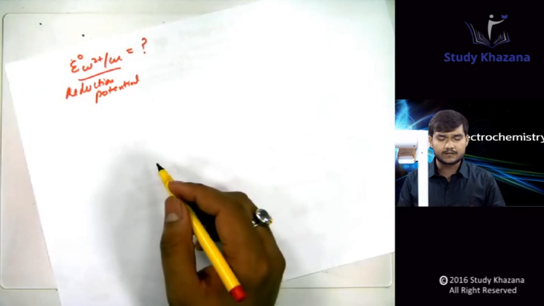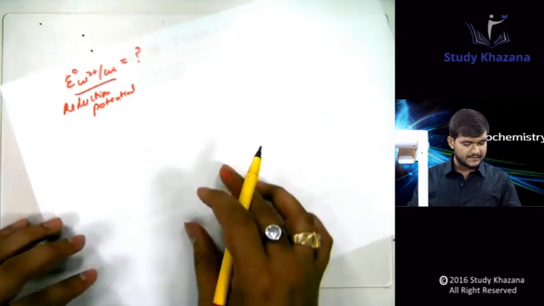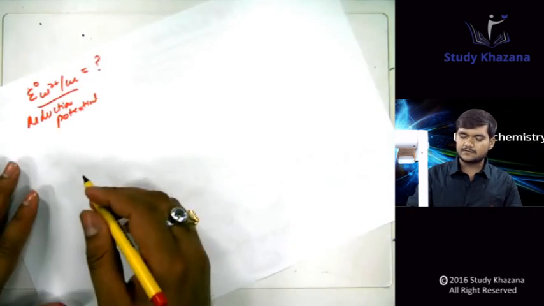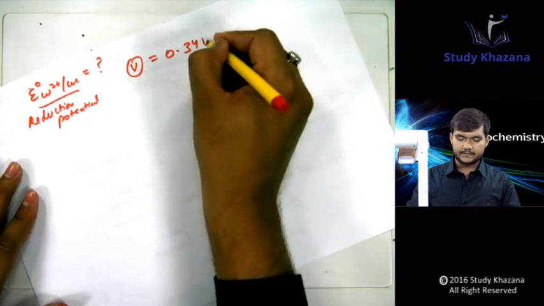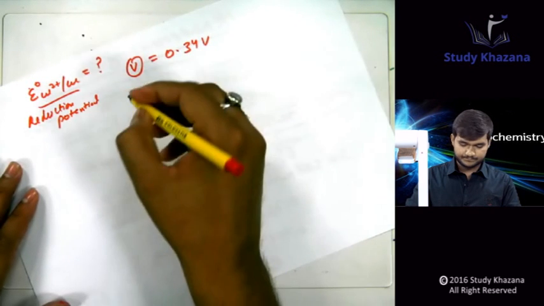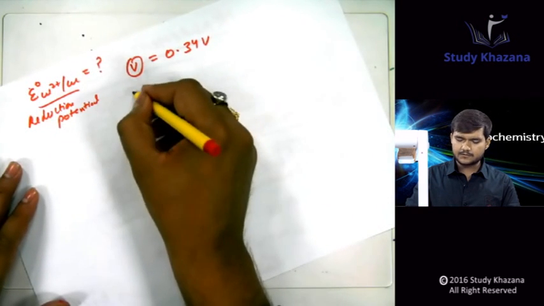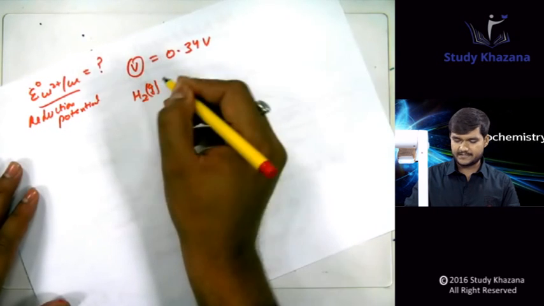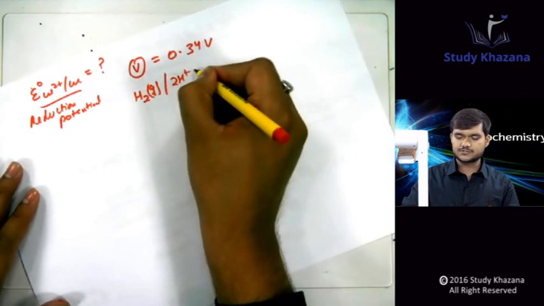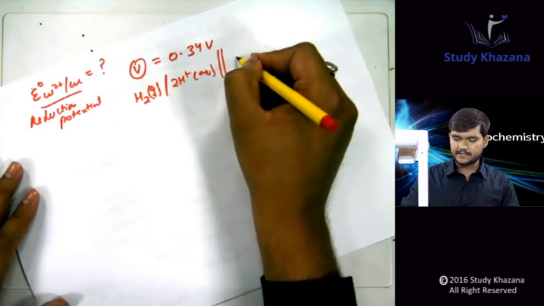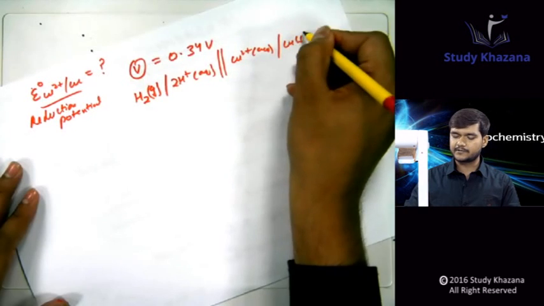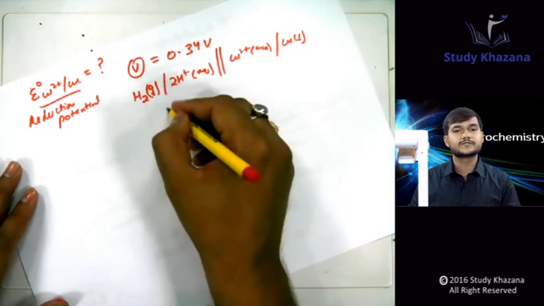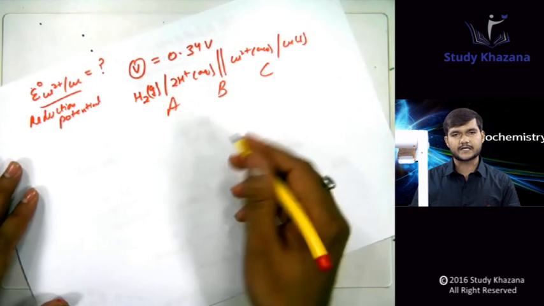Now if I have to calculate the reduction potential for copper, how can we calculate this? You are already given the voltmeter reading in the cell, 0.34 volt, and you know the formula. The cell representation is also given here: H2 gas to 2H plus aqueous, bridge, then Cu2 plus aqueous to form Cu solid. So what is the cathode here? You already know by the rule ABC, I have discussed with you. So this is the cathode, this is the bridge, this is the anode.